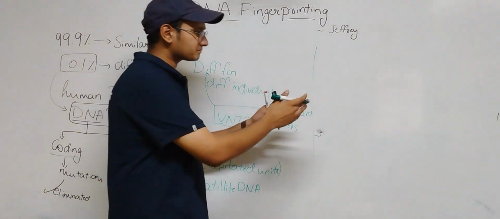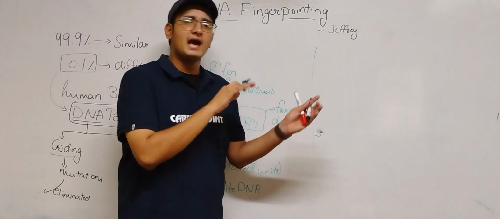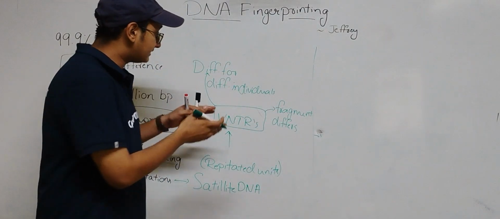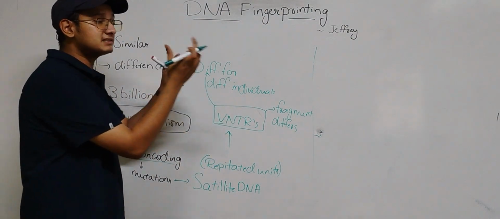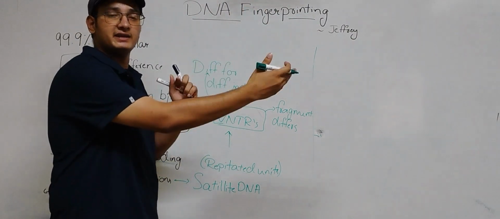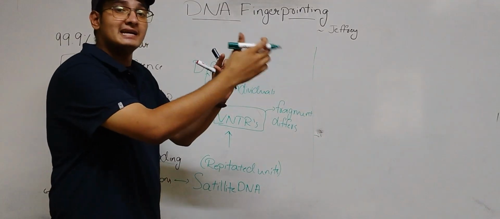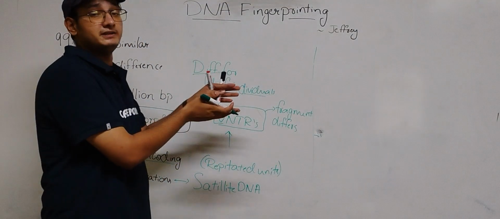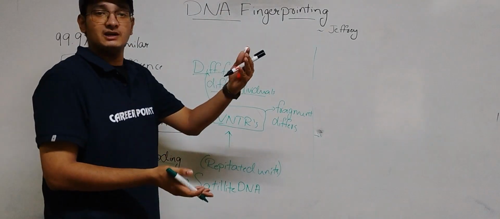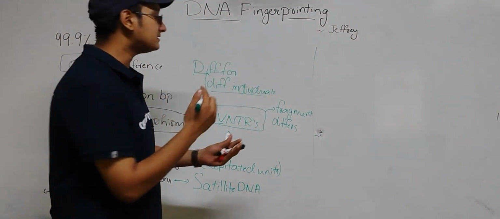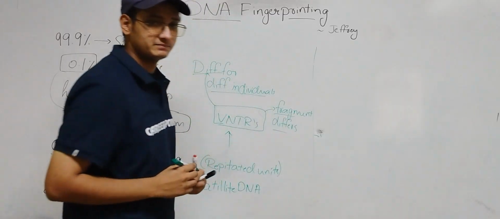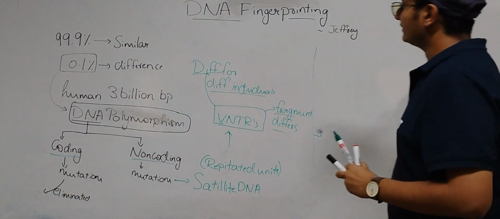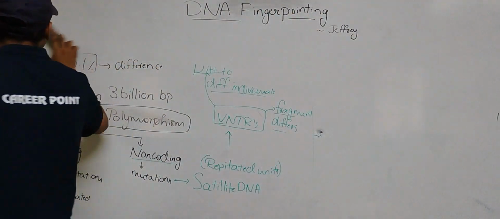So if we take a normal coding sequence, it will be in a normal way. But if we take these VNTRs, a single sequence is repeated again and again and again. That repeated sequence is different in different individuals. Some might have 3, some might have 2, some might have 6. So it depends, and the length of the fragments will also differ. So this is about the DNA. Now let's see the real process behind DNA fingerprinting.